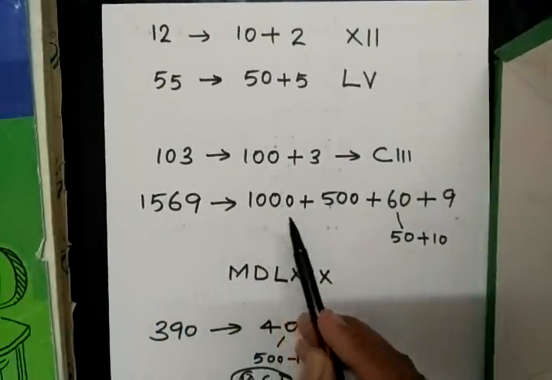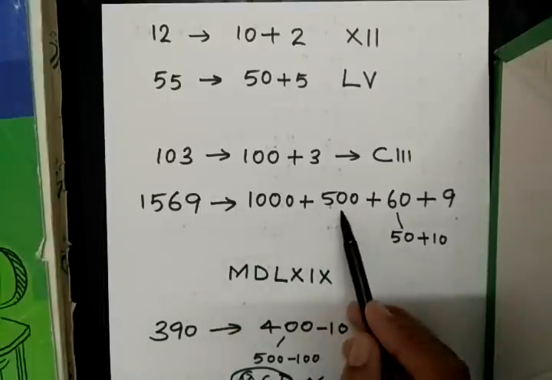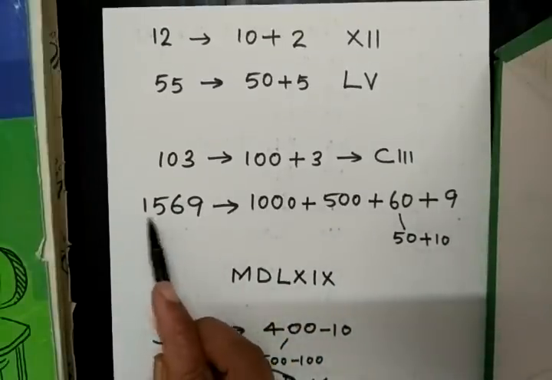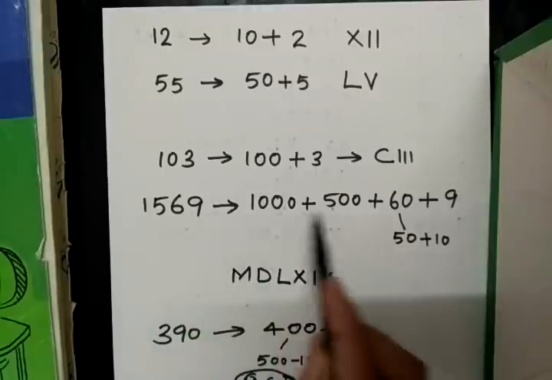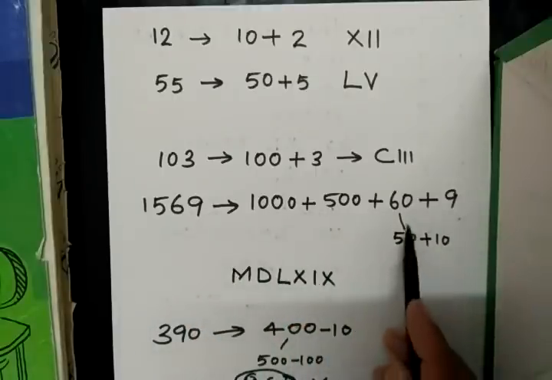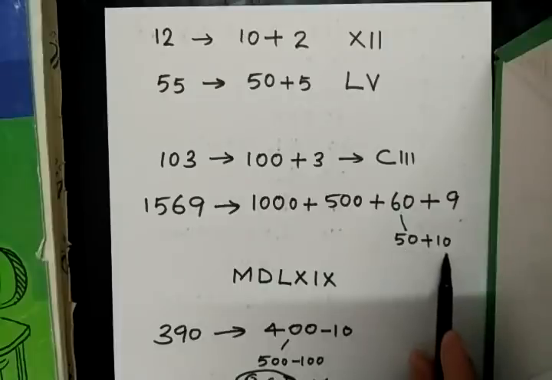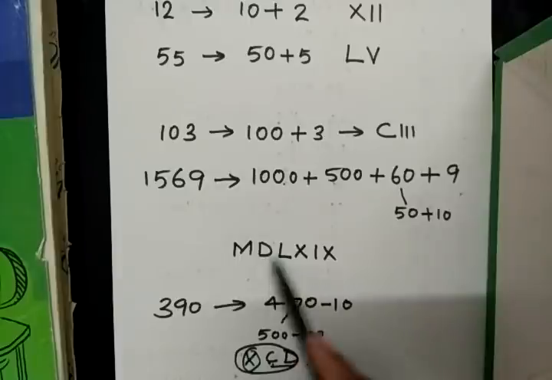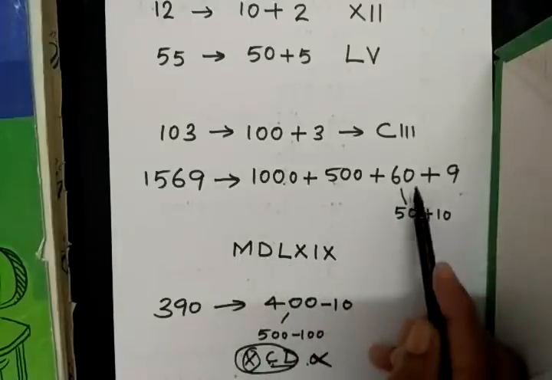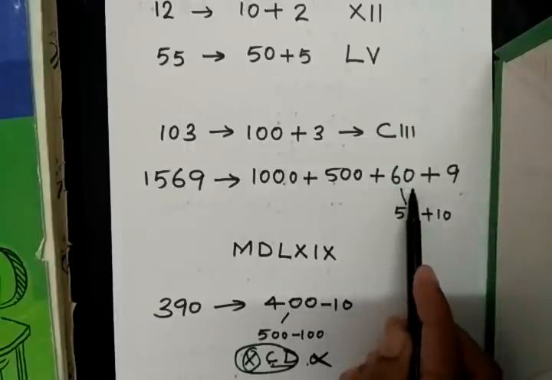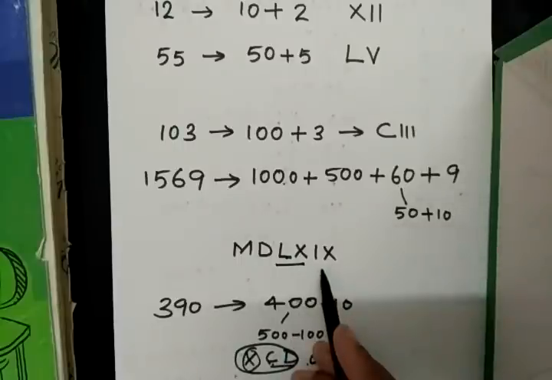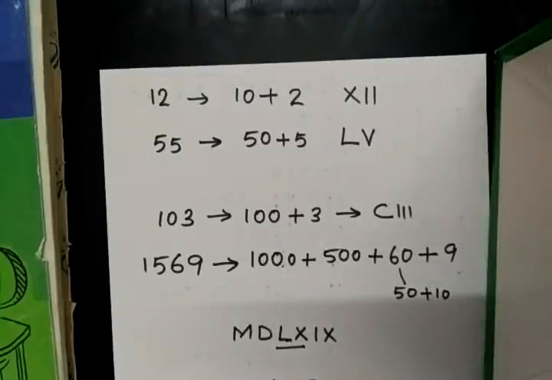1569 can be written as 1000 plus 500 plus 60 plus 9. What I am writing is actually the expanded form only. Correct? Now this 60 is 50 plus 10. Now you see, 1000 means M, 500 means D, and 60 is not L alone, it is LX. LX is 60, 50 plus 10. Then 9. So this is the way we will write the Roman numbers.